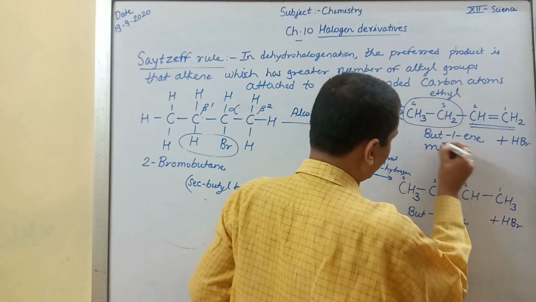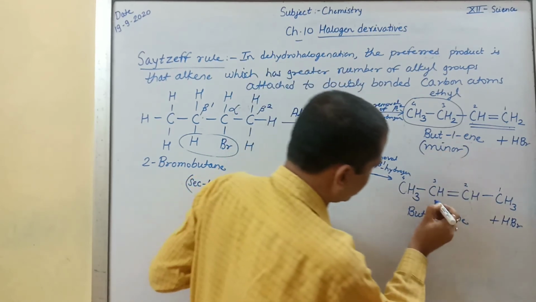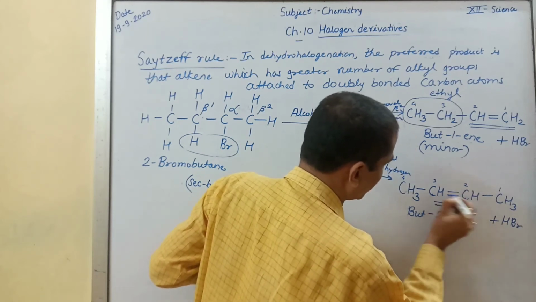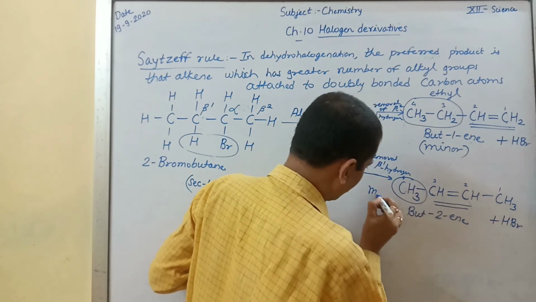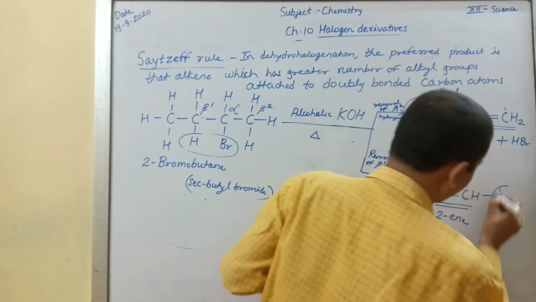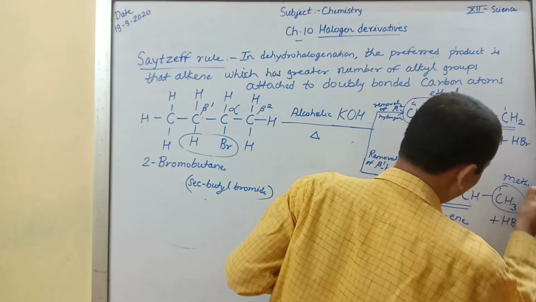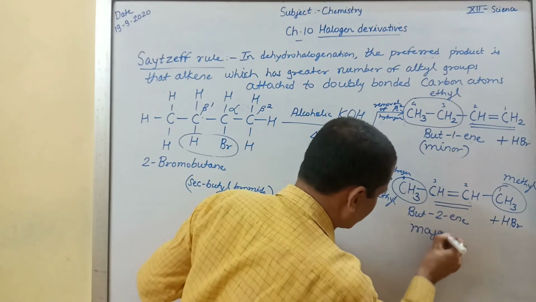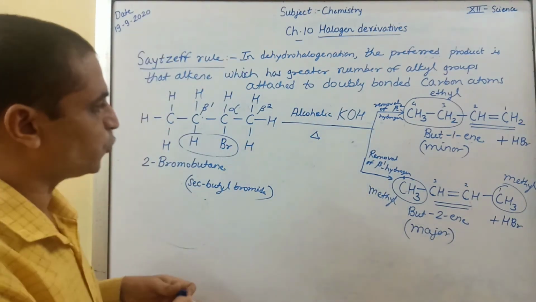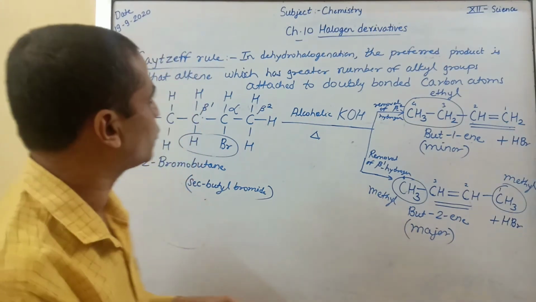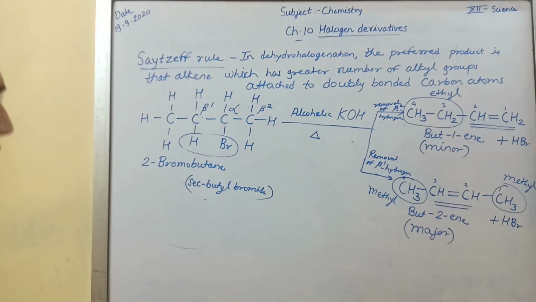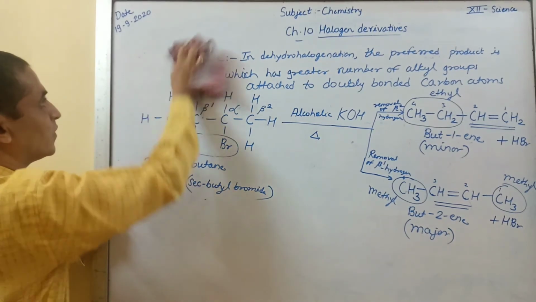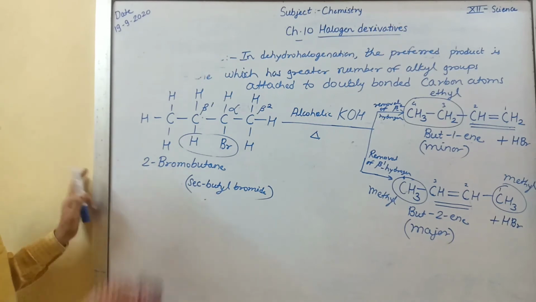Why is it minor? Because see here, CH double bond CH. These are double bonded carbon atoms. Here it is what? Methyl group. Again here this is what? Methyl group. So two methyl groups are attached, and therefore it is major. So according to Saytzeff rule, but-2-ene is the major product. Now we will proceed to the next. I hope you understood this.